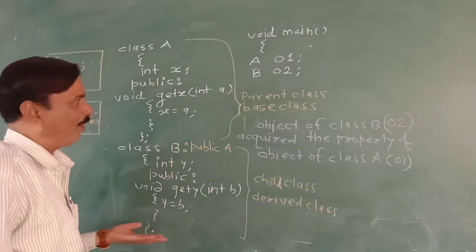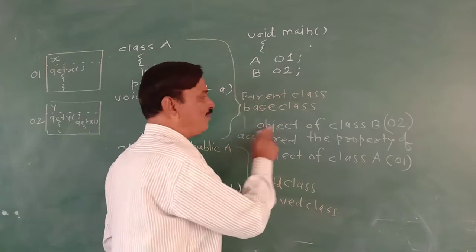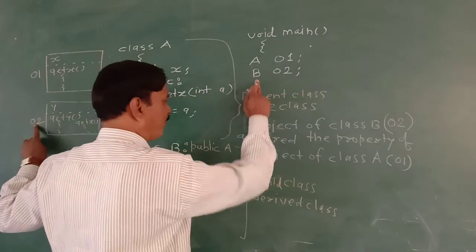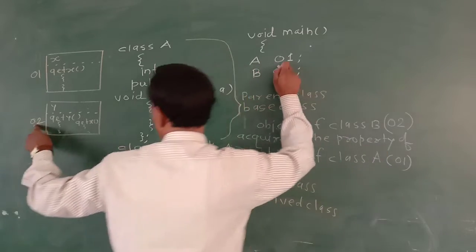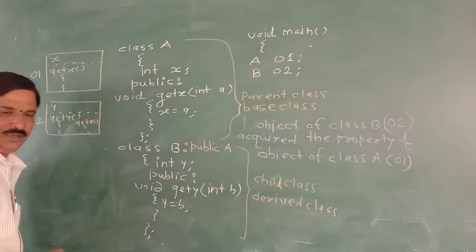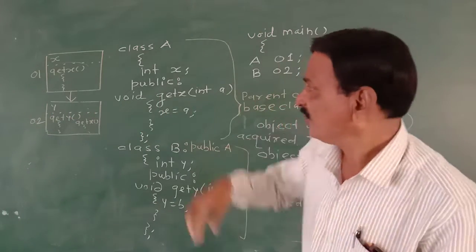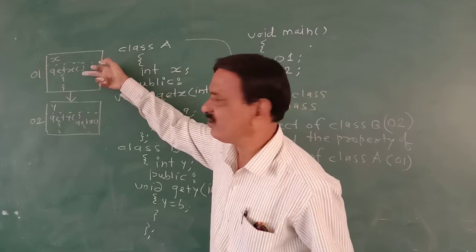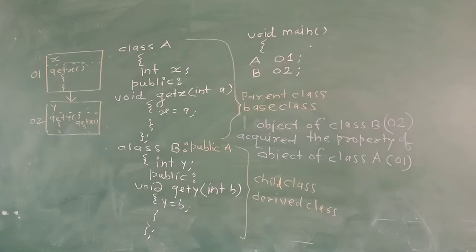Here in our example, we have declared class A as a base class and class B as a child class, and we have seen the object of class B, O2, belongs to class B and acquires the property of the object of class A. The object of class A is O1, and its property getx you can see here. So that's why this can be connected now. What does it indicate? This is a base class, this is a derived class. This one is a parent class, this one is a child class. So this is inheritance. Just have a glance here.